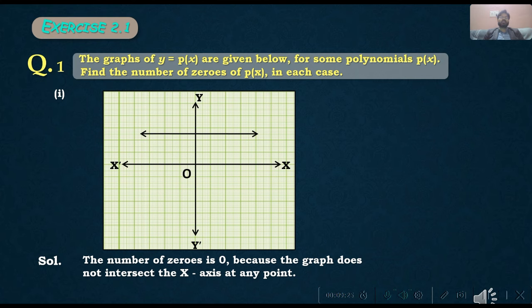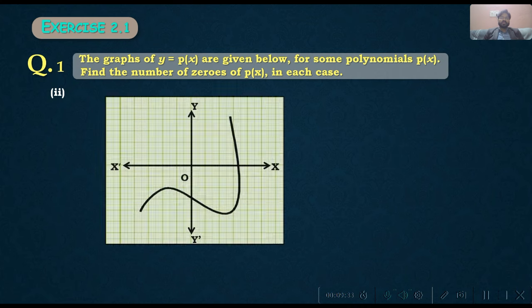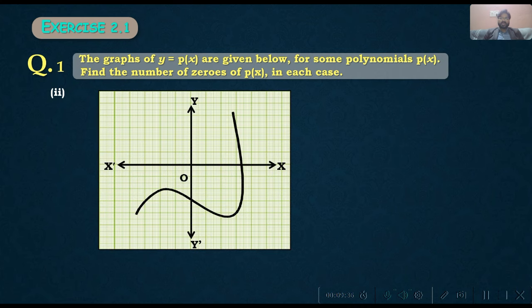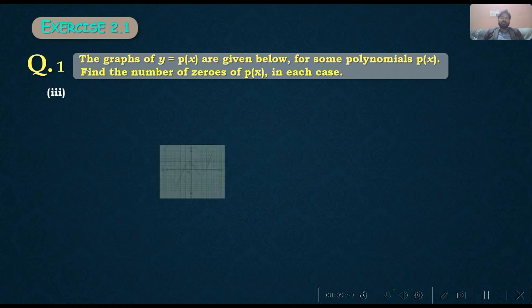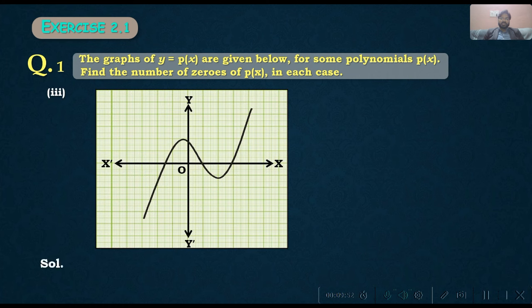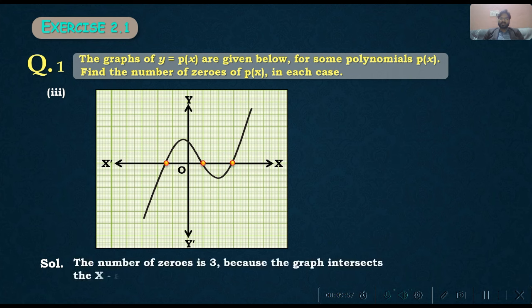तो ग्राफ किसी पॉइंट पे इंटरसेक्ट नहीं कर रहा है x एक्सिस पे तो इसका नंबर ऑफ जीरोस कितना होगा, 0. हमारे पास सेकंड ग्राफ है, इसमें x एक्सिस पे कहां पे टच कर रहा है, 1 पॉइंट पे. Number of zeros is 1 because the graph intersects the x axis at 1 point. Now next question, इसमें कितने पॉइंट पे टच कर रहा है, 3 पॉइंट पे. So the number of zeros is 3 because the graph intersects the x axis at 3 points.